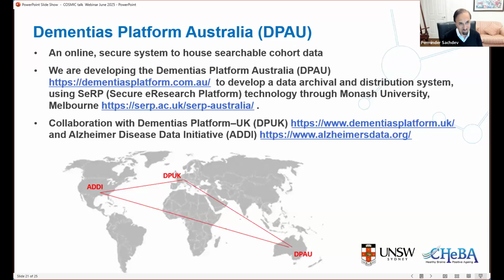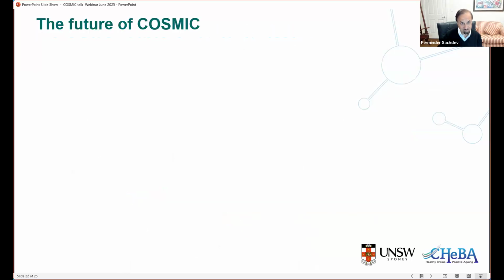Of course, ADDI has broader objectives, and DPUK also has broader objectives. They are vastly better resourced than we are, and they have been going for a longer period than DPAU. But we are beginning to put data from many of the studies onto DPAU. Eventually, we hope that people can access the data directly from the platform rather than the manual transfer of data that we are currently engaging in.